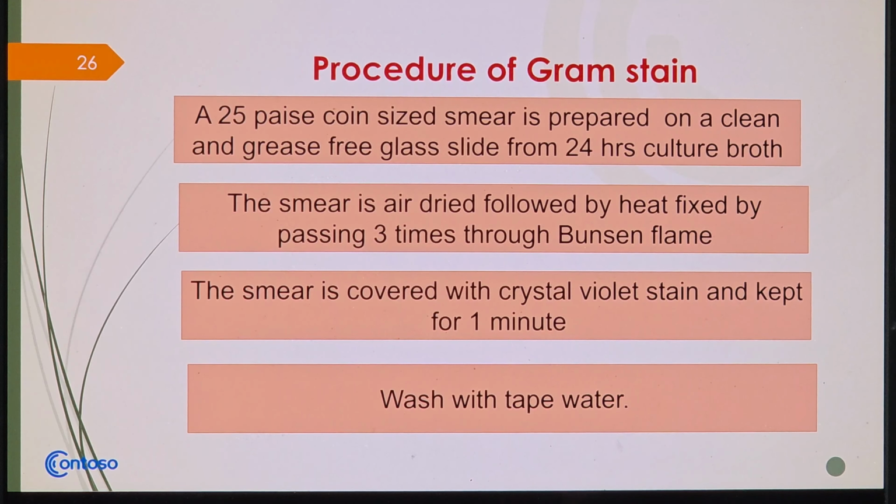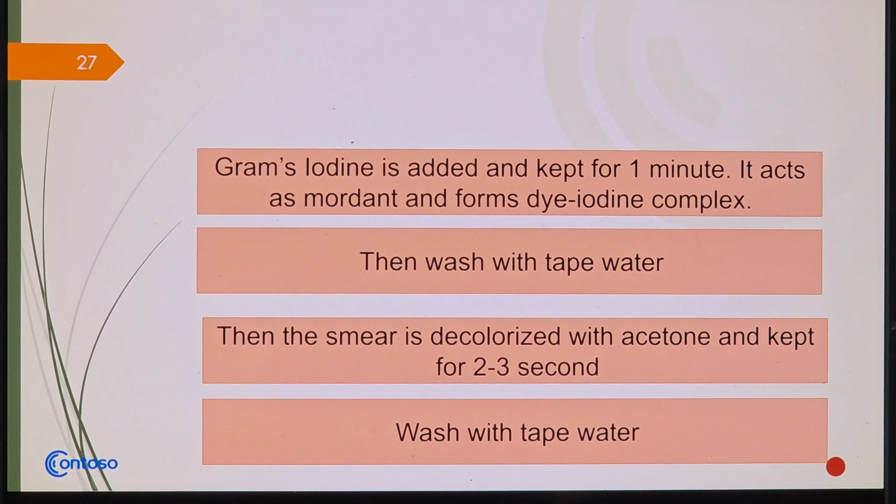Procedure. First, a 25 paisa coin sized smear is prepared on a clean and grease-free glass slide from a 24 hour culture broth. The smear is air dried, followed by heat fixing by passing 3 times through a Bunsen flame. The smear is covered with crystal violet stain and kept for 1 minute, then washed with tap water. Gram iodine is added and kept for 1 minute. It acts as mordant and forms the iodine complex. Then washed with tap water.